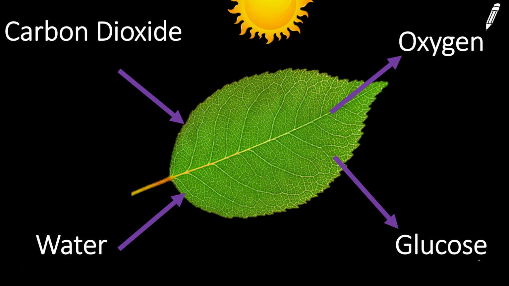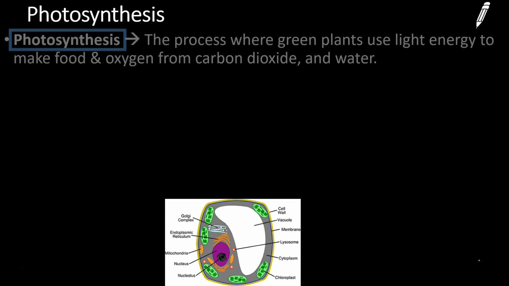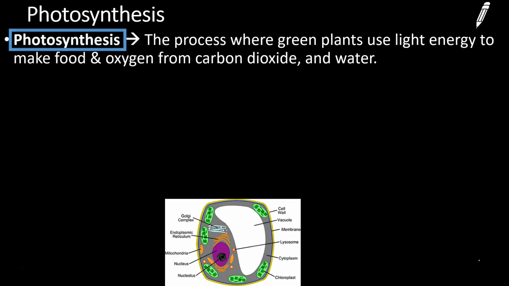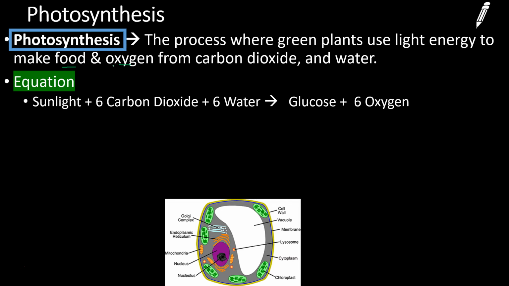Go ahead and take note of this on your notes, please. And this page as well. So photosynthesis. Photosynthesis is the process where green plants use light energy to make food and oxygen from carbon dioxide and water. The overall equation, I mean, this isn't the numbers, but the big idea is sunlight, 6 carbon dioxide, plus 6 waters. That's going to give us glucose and 6 oxygen.